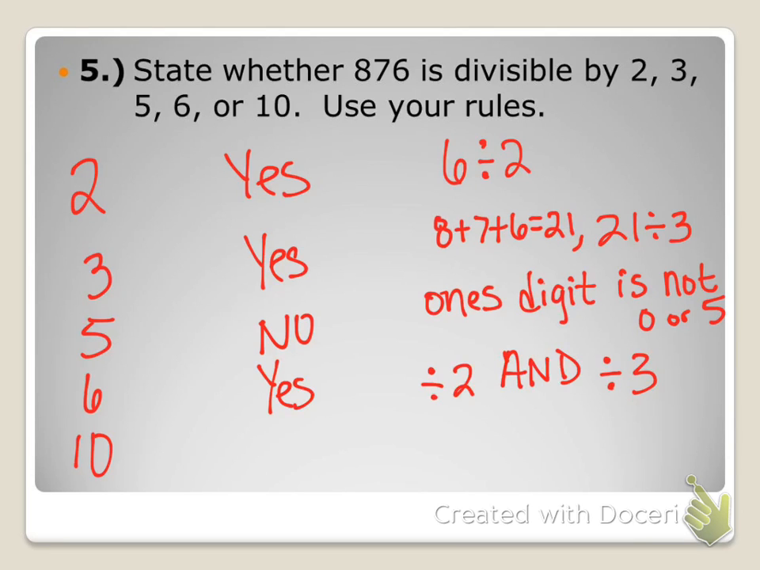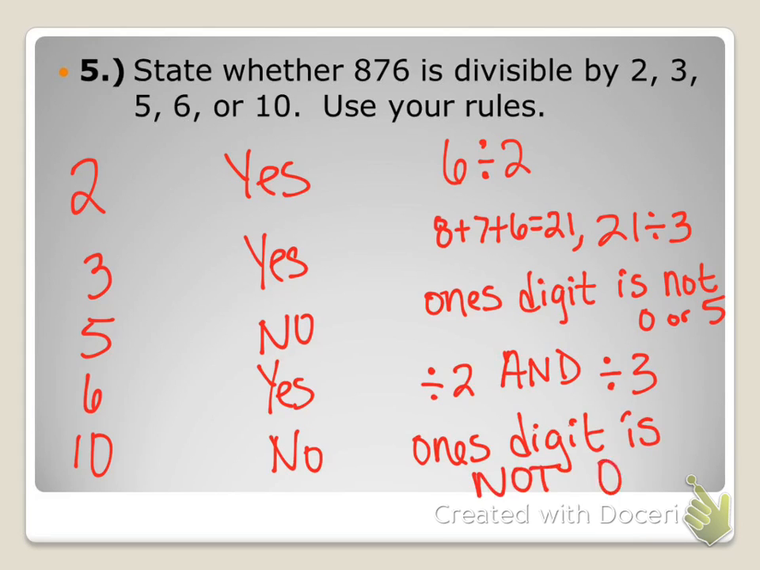Is it divisible by 10, May? No, I agree with you on that. Danielle, can you tell us why? No 0 in the 1 spot. So ones digit is not 0. Not 0.